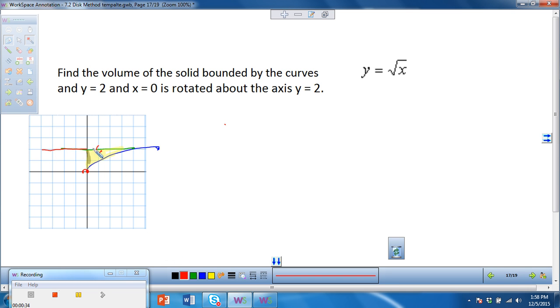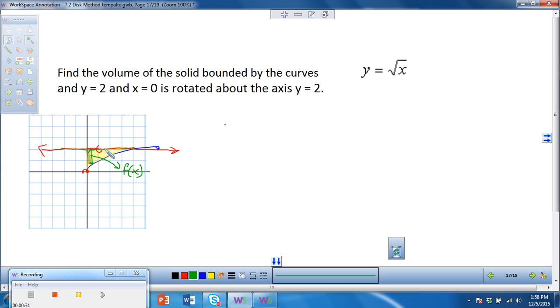So we're rotating it over this axis. Now it is still flush with the axis of rotation. The solid is flush with the axis of rotation, so we can use the disk method. And one of the things that we want to see now is that the radius is this distance. The radius is the distance between the function and the axis of rotation.